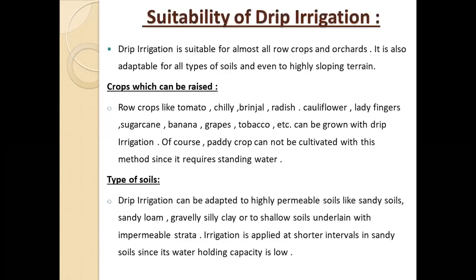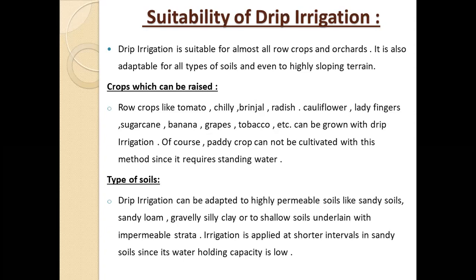Next is the suitability of drip irrigation. Drip irrigation is suitable for almost all the row crops and orchards. It is also adaptable for all types of soils and even to highly sloping terrain. So, which are the crops which can be raised and which cannot? Row crops like tomato, chili, brinjal, radish, cauliflower, ladyfinger, sugarcane, banana, grapes, tobacco, etc. can be grown with drip irrigation. Of course, paddy crops cannot be cultivated with this method since they require standing water.